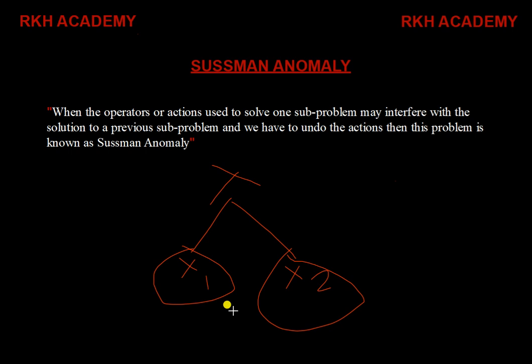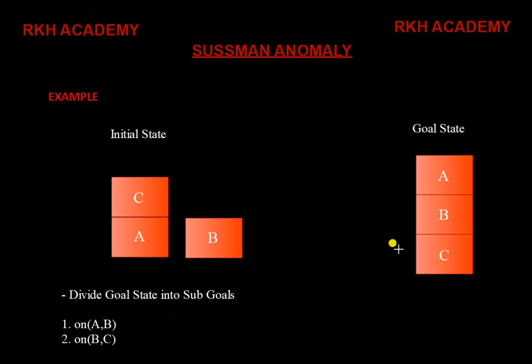Now take one block world problem. Here we have an initial state and a goal state. We have to convert the initial state into the goal state. In the initial state we have three blocks A, B and C. B block is on the table, A block is on the table, C block is on A block.